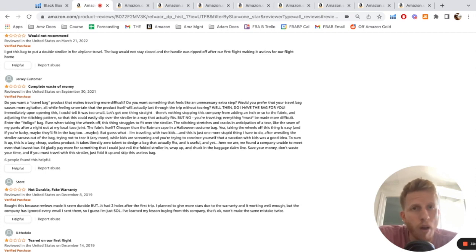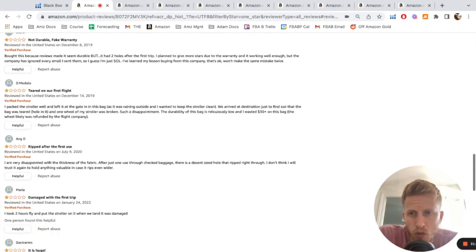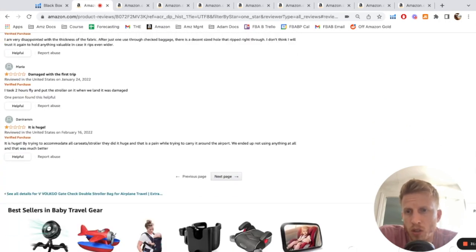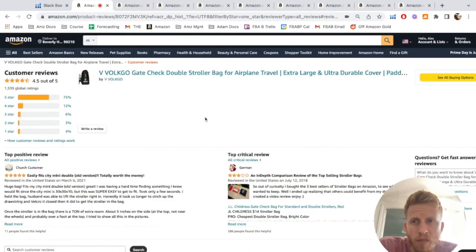So that you can think of how many products there are around that. If that's your mission as a company, that's a great mission to have, because it's a very painful thing for parents. So I think most of the things here: it struggles to fit over the stroller, the stitching stretches and cracks, so not durable, tore, ripped, damaged, huge. It's got 4.5 out of 5, so overall it's pretty good, right?